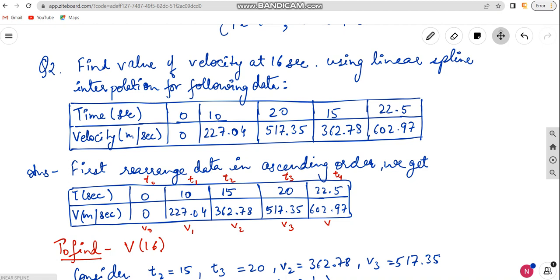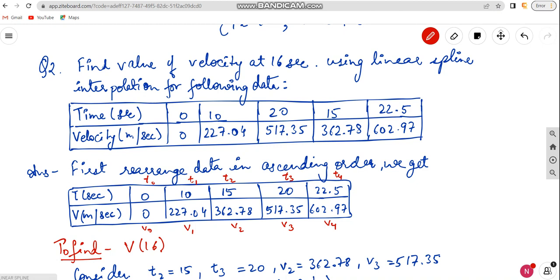Time is not written in ascending order: 0, 10, 20, 15 and then 22.5. So what would be our first step? सबसे पहले हम इसको ascending order में rearrange करेंगे. आप descending order में भी कर सकते हैं, but I always prefer to write it in ascending order. So I have created another table in which I have written time in ascending order: 0, 10, 15, 20, 22.5. Correspondingly, velocity I have written below as v0, v1, v2, v3 and v4.